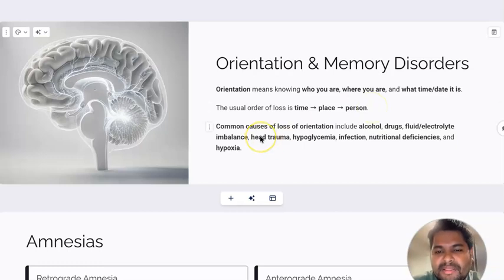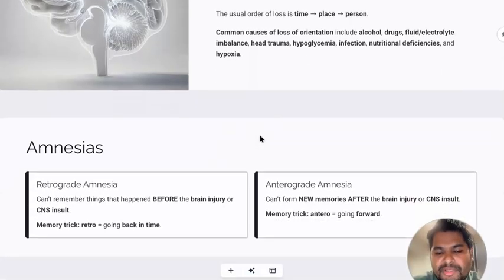Common causes of loss of orientation include alcohol, drugs, fluid or electrolyte imbalance, heat trauma, hypoglycemia, infection, nutritional deficiencies, and hypoxia.